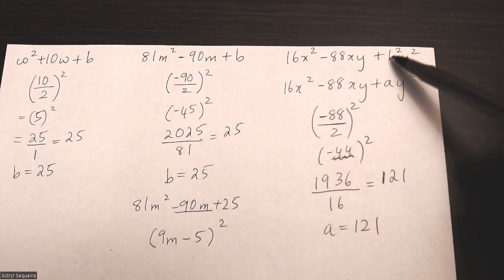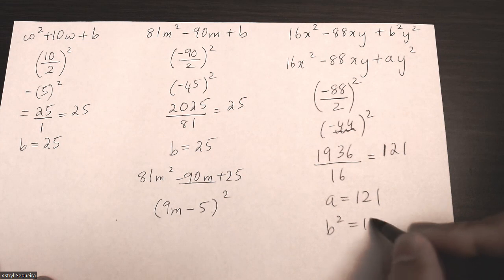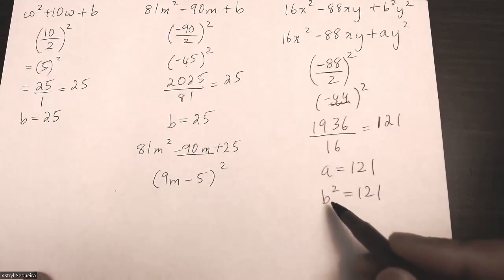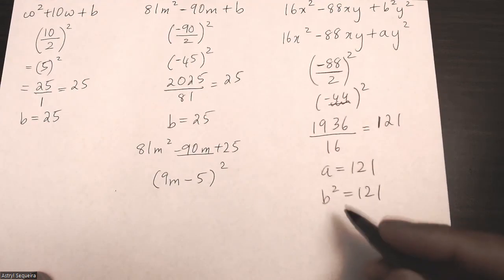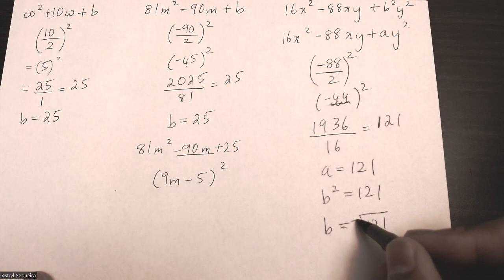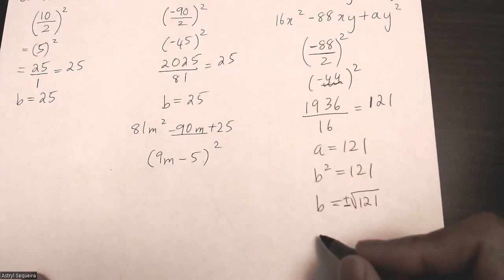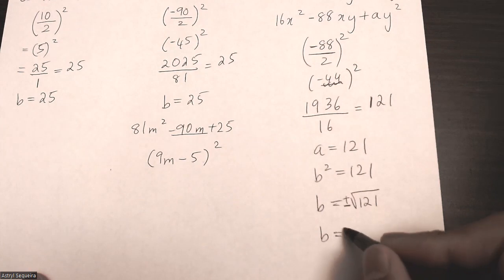But I need to figure out b in this original equation. I know that a is just the exact same as b squared. So I can replace this a with b squared equals 121. And now I want to isolate for b. So I'm just going to square root. And when you square root 121, remember there's two possible answers for the square root of any number, a positive or a negative number. So in this case, b can be plus or minus 11.